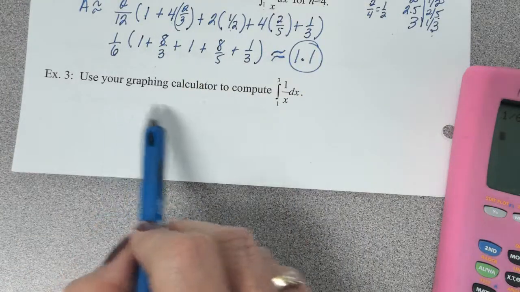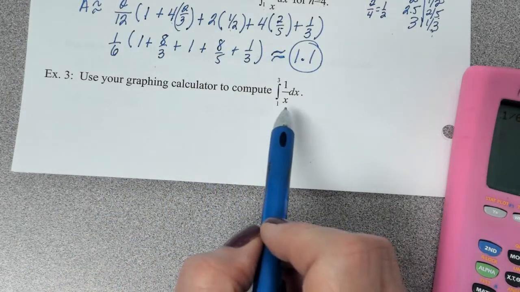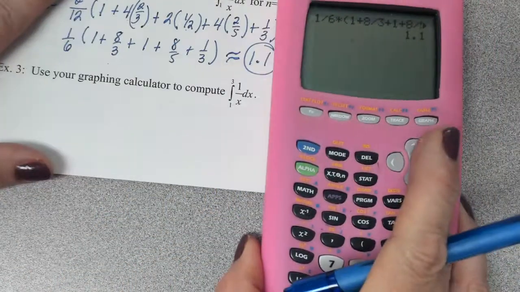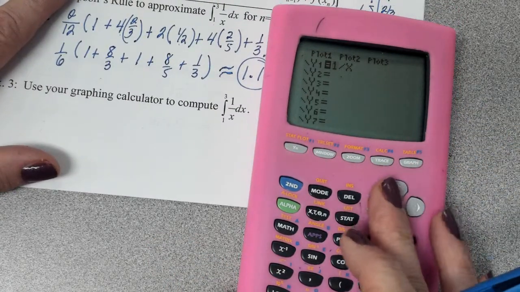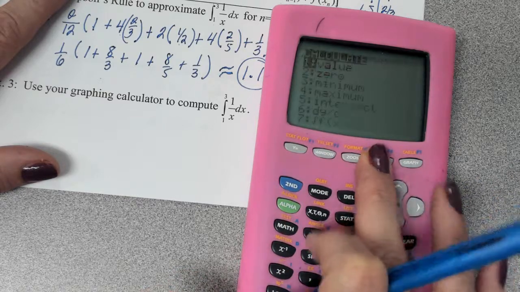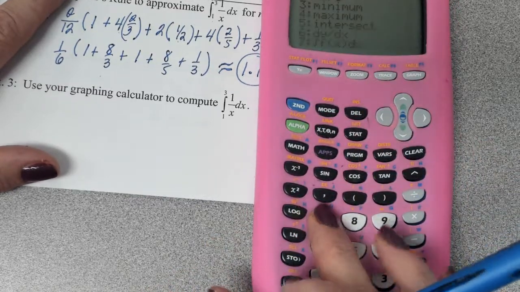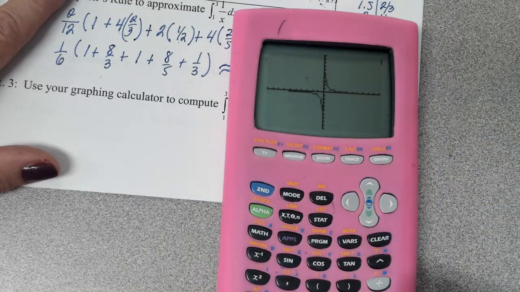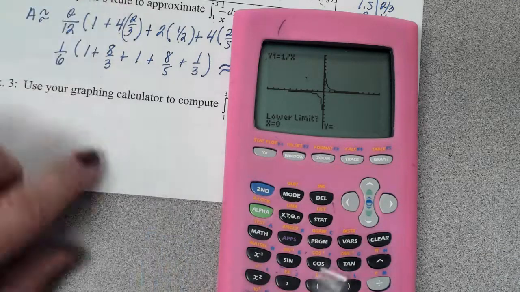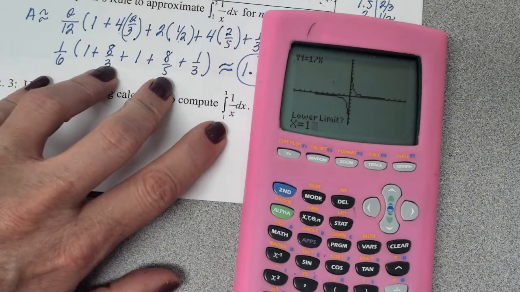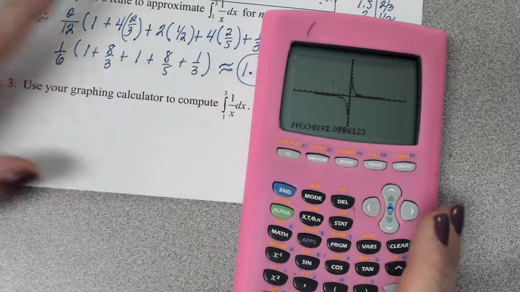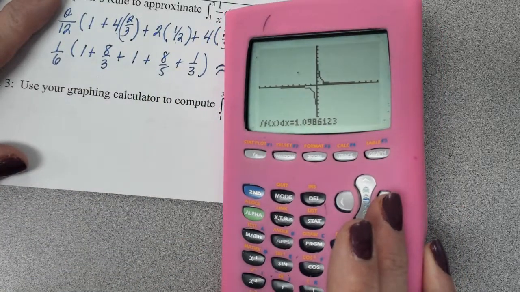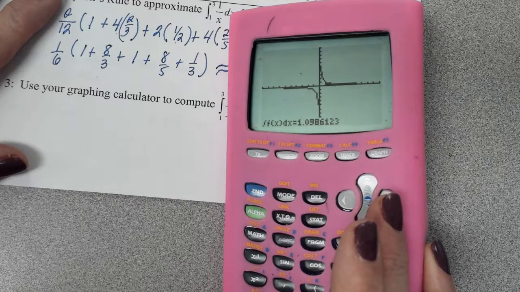Now they say use your graphing calculator to compute this. So this is what I was talking about earlier. We go to y equals, we already have 1 over x in there. We go to second trace, I go to number 7, and my lower limit was 1, my upper limit was 3, and it tells me that this area is 1.099.